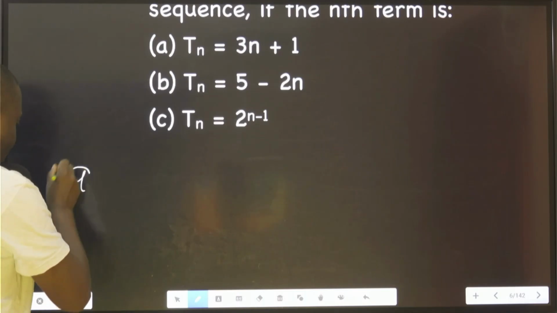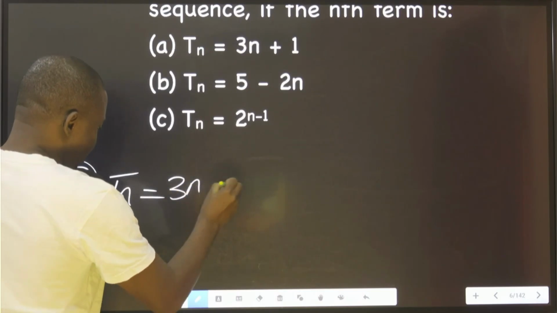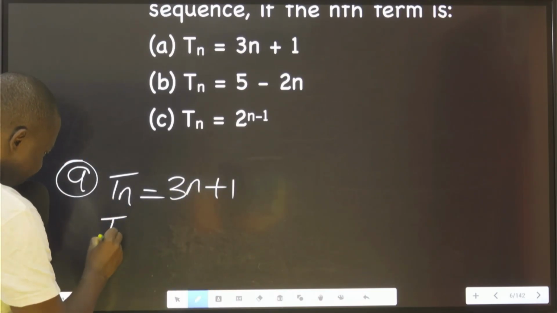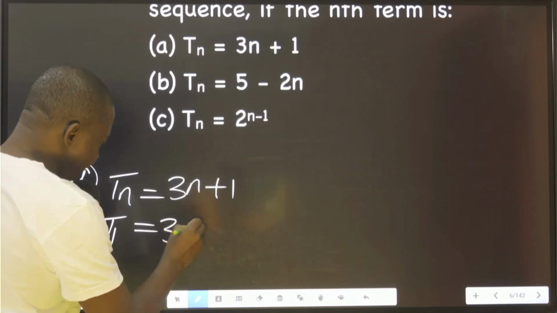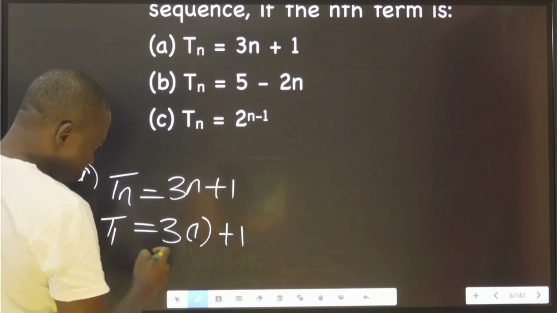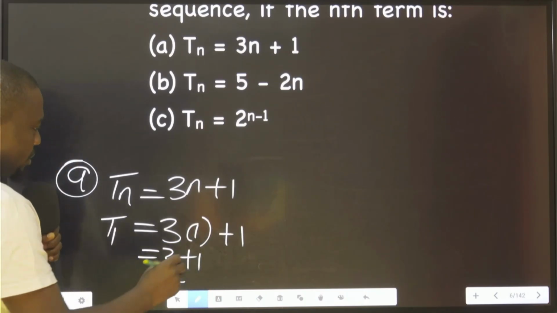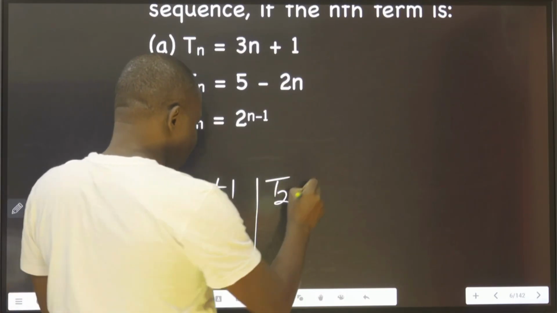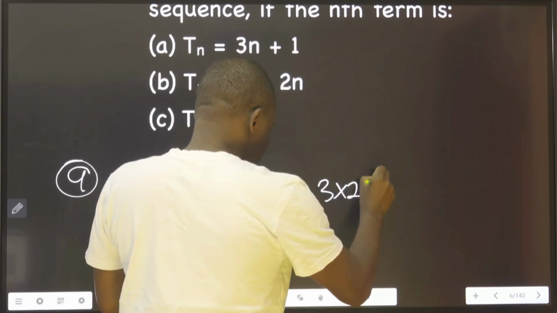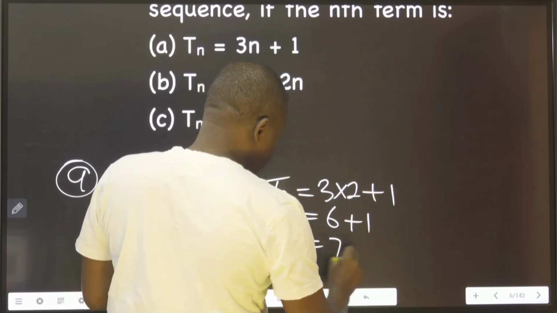For A, the Tn is equals to 3n plus 1. So the first term is to put 1 in place of n. Anywhere you see n, you put 1. This is 3 plus 1, which is equals to 4. Let's go for the second one. That is 3 multiplied by 2 plus 1, which is 6 plus 1 equals to 7.